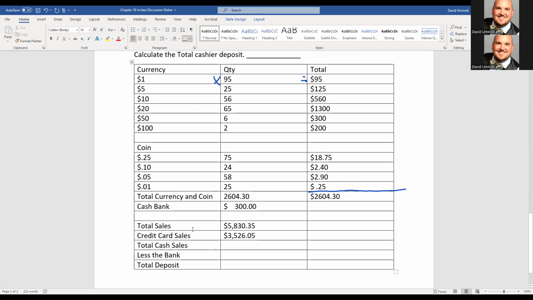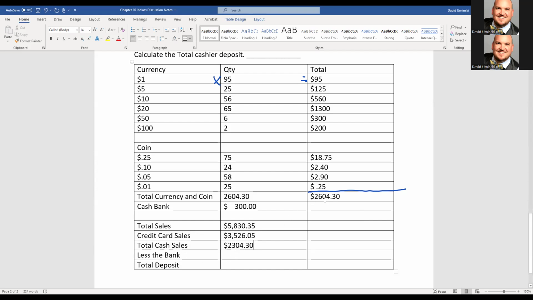All right. So now we take into account our total sales of $5,830.35. Okay. Our credit card sales of $3,526.05. So if we take that into consideration, we subtract just like the server did, 5830.35 minus 3526.05 is $2,304.30. Okay.